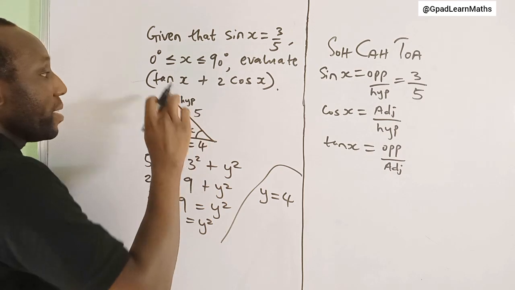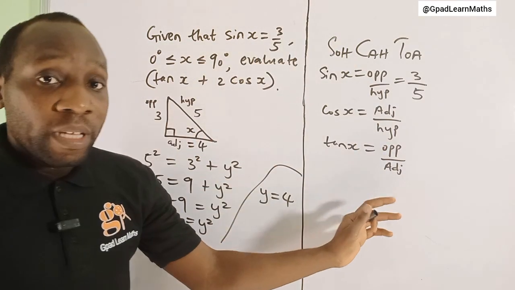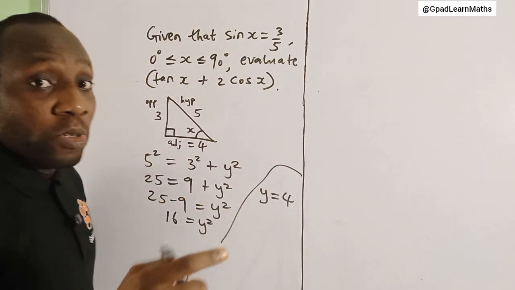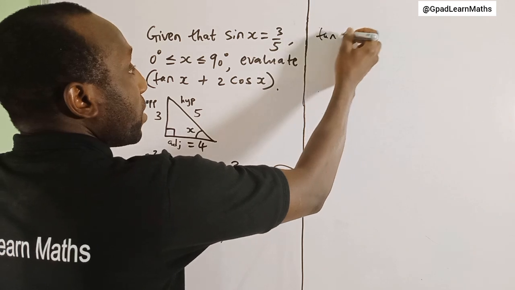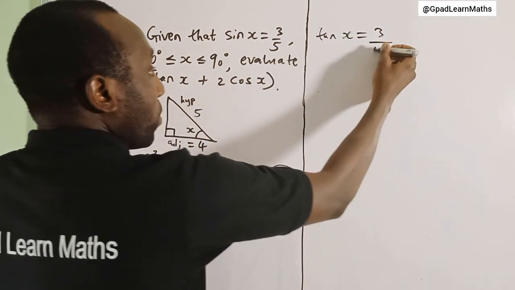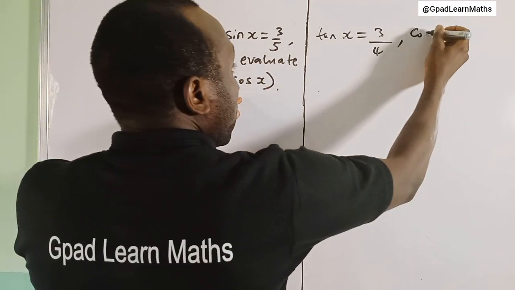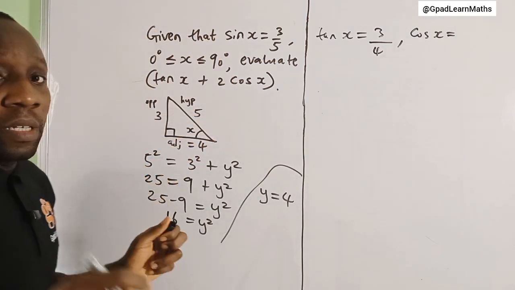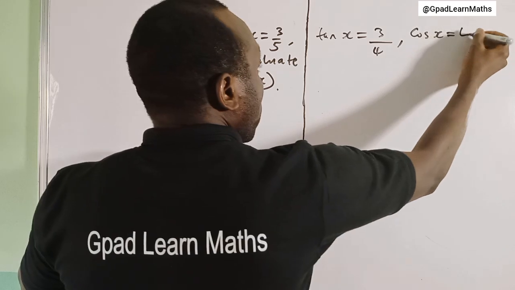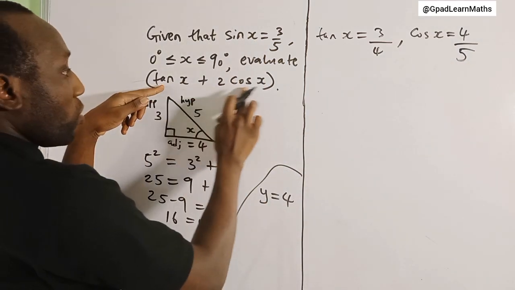Now it will be easy to get tan x and cos x. Let's get that now. I'm going to rub off this part of the board and work it out here. So what is tan x? Remember, we said tan is equal to opposite over adjacent. So tan x is equal to opposite, that's 3, over adjacent, that's 4. And what about cos x? Again, we said cos x is what? Adjacent over hypotenuse. So the adjacent is 4 and the hypotenuse is what? 5. Good.